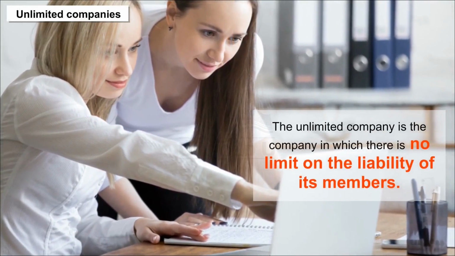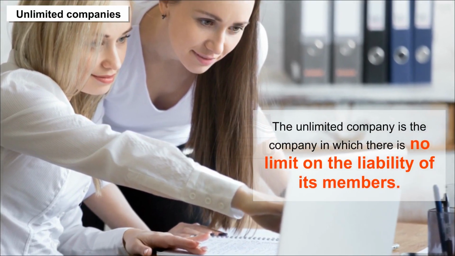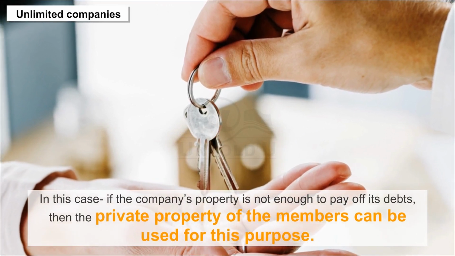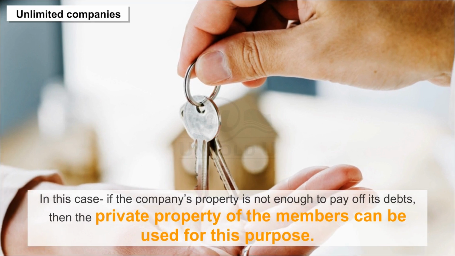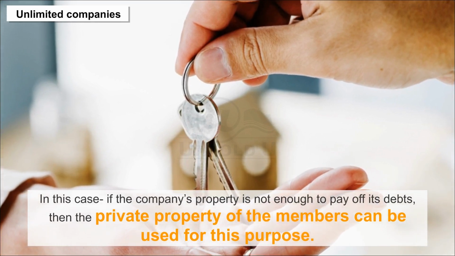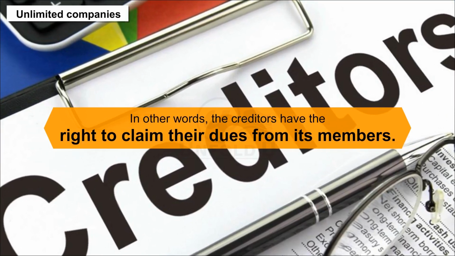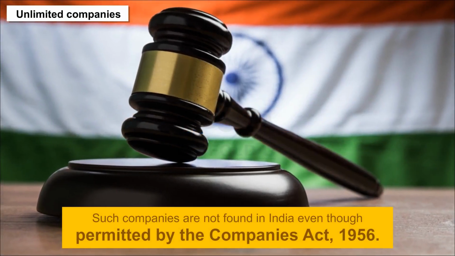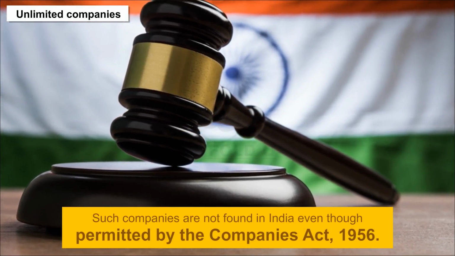Unlimited companies. The unlimited company is the company in which there is no limit on the liability of its members. In this case, if the company's property is not enough to pay off its debts, then the private property of the members can be used for this purpose. In other words, the creditors have the right to claim their dues from its members. Such companies are not found in India, even though permitted by the Companies Act 1956.